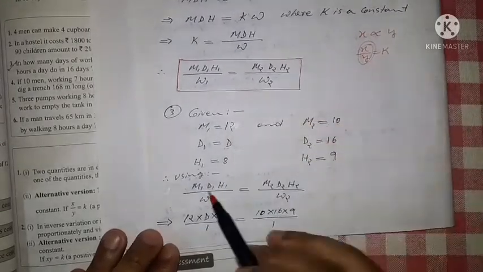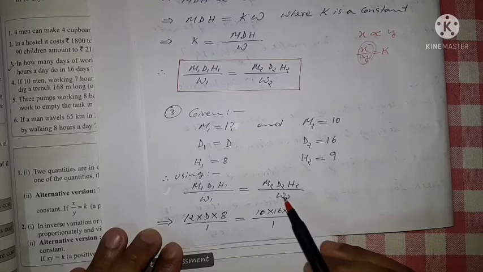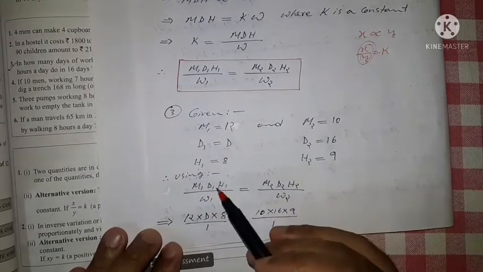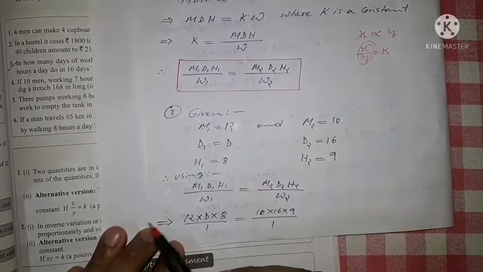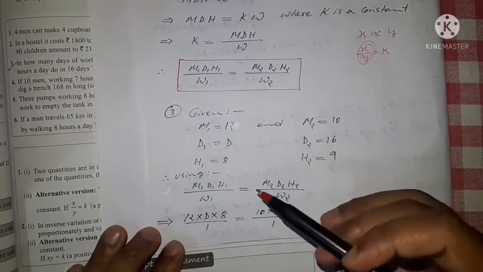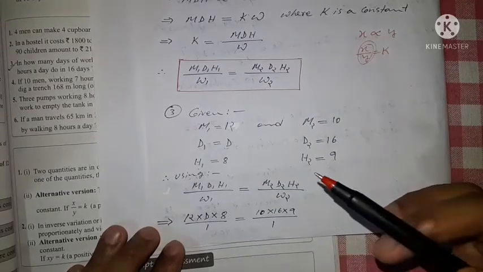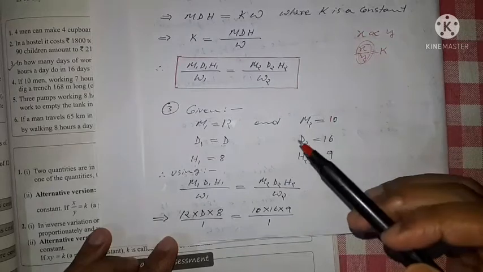Now according to the formula we can write like this: M1 D1 H1 by W1 is equal to M2 D2 H2 by W2. Now you just substitute the value. Here we can see that the work is not given. This W1 and W2 is there in the formula, but it is not given. So those parameters which are not given we can take as 1.